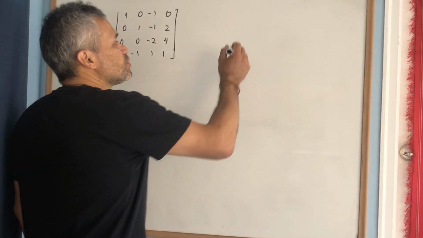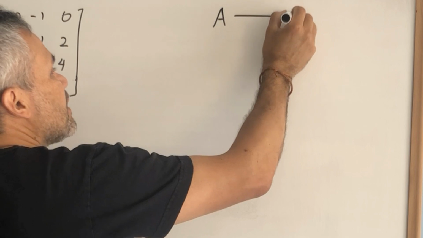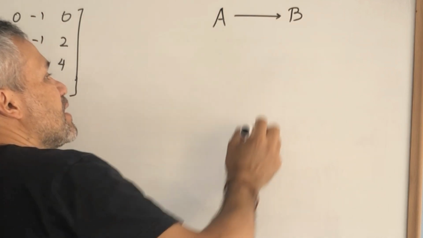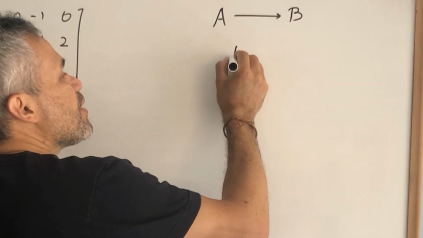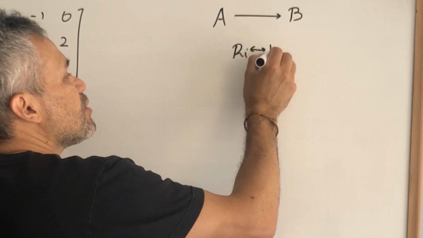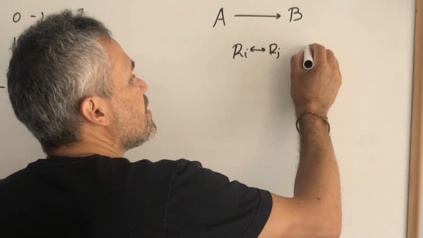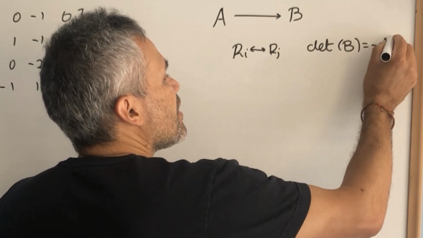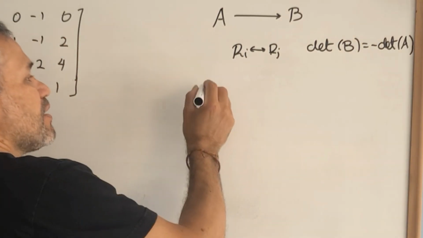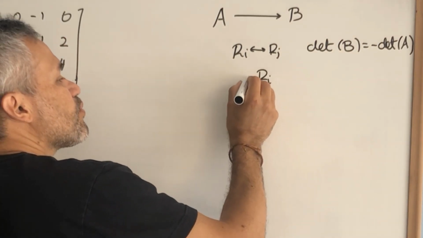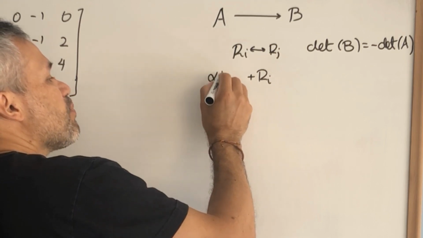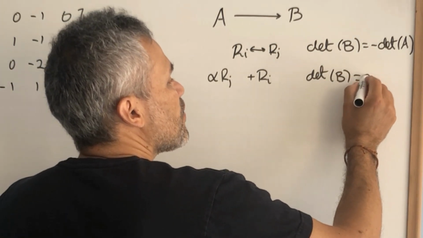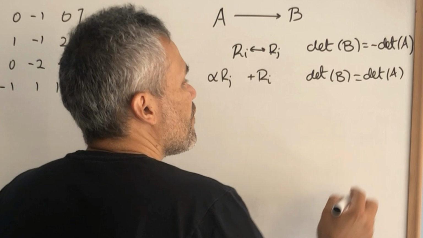When we're going to do row reduction, these are the rules that we need to keep in mind. If we move from matrix A to matrix B by doing a row operation, then if you're interchanging two rows, the determinant of B will be equal to negative the determinant of A. If you add to row i a multiple of another row, then the determinant of B is just equal to the determinant of A.